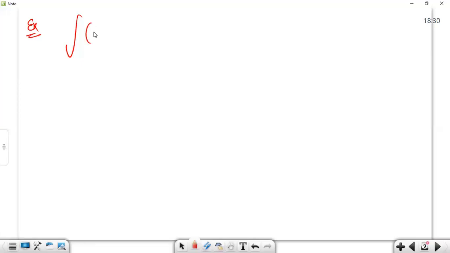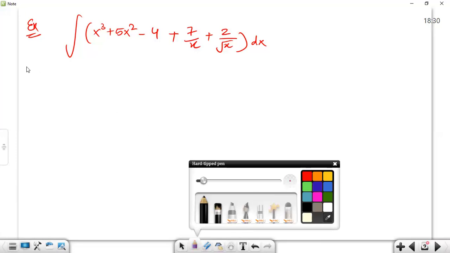We have to evaluate this function. And while I will be making calculations, please unmute yourself and keep on telling, like, okay, sir, this will be this, this will be this. Okay, so let's solve this. Yes, sir.